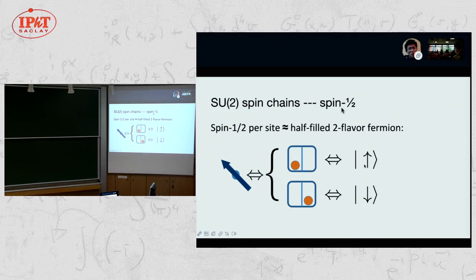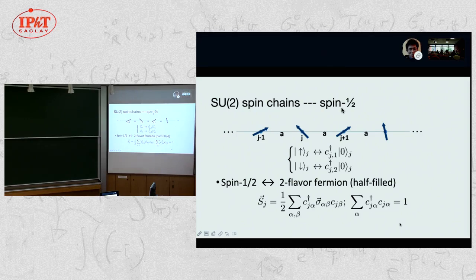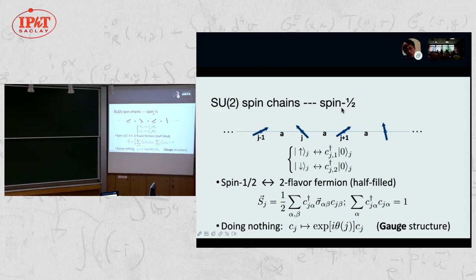In operator language, we can use the creation operator of the two flavor fermion acting on the vacuum to create the two spin states. And indeed, the spin operators can also be mapped to fermion bilinear operators, and the half-filling condition can be realized by a number constraint on each site. But in the fermion language, there is a redundancy in its Hilbert space. When we do a position-dependent U1 transformation, it does nothing on the spin operator. It means that this U1 is actually not a global symmetry, but a gauge symmetry.